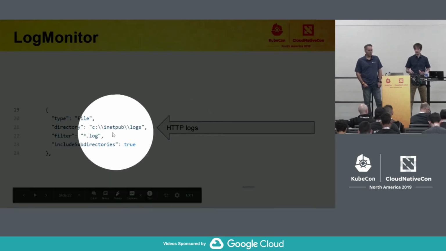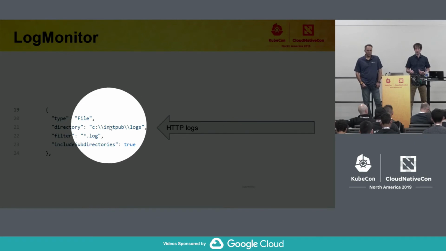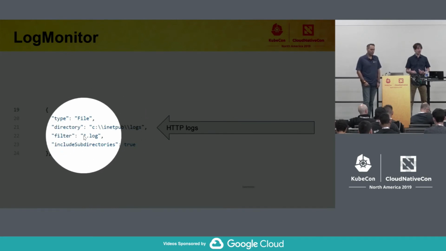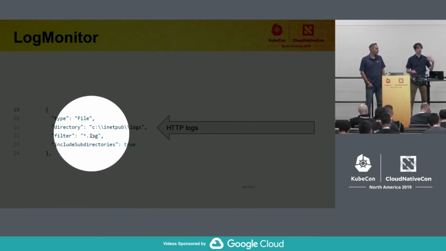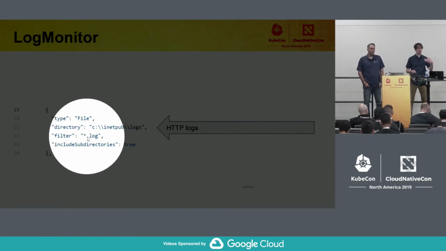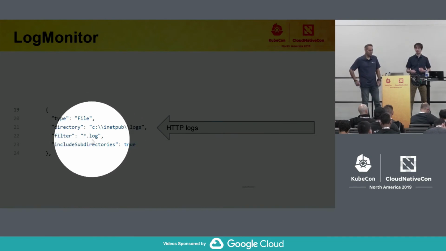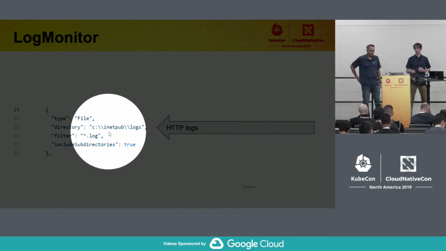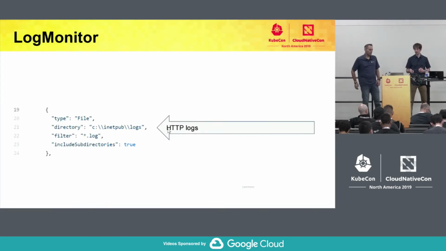Moving on to files, since I'm running under IIS, I want to get my HTTP logs so I can actually see what the result codes were and what the URLs were that people were hitting. And so I've basically told it to capture all the logs from that directory for IIS.